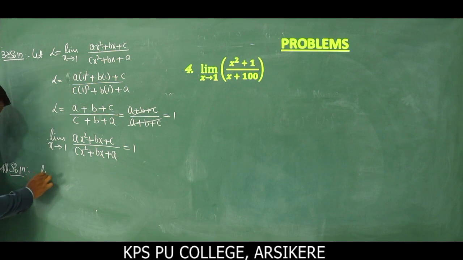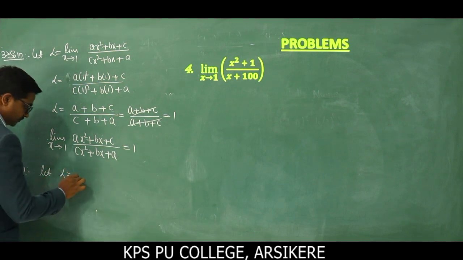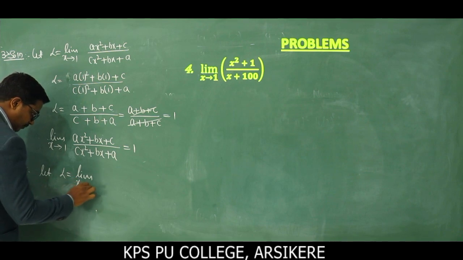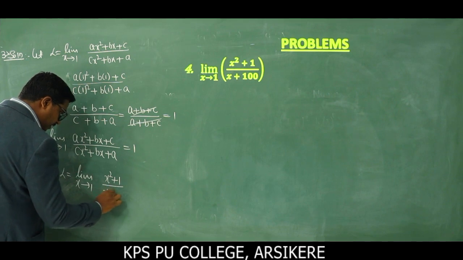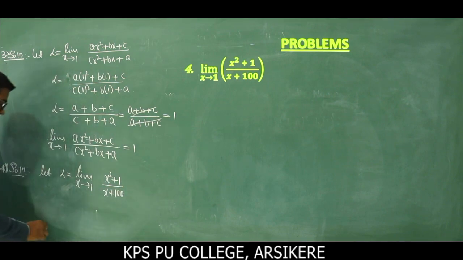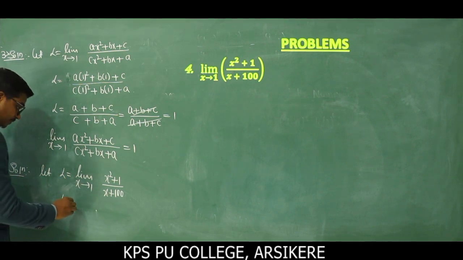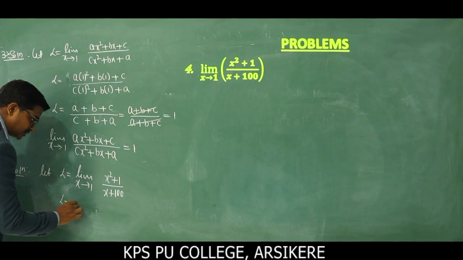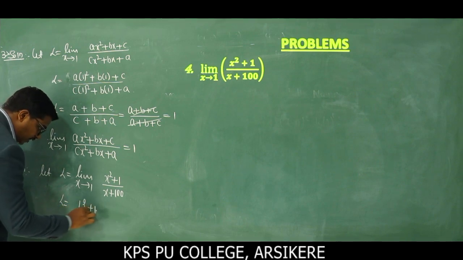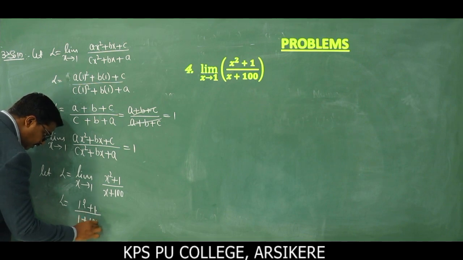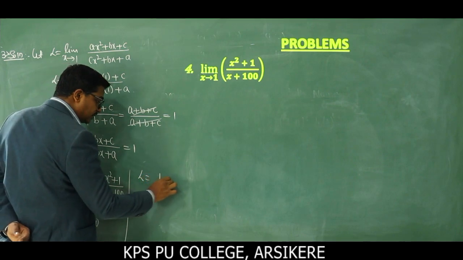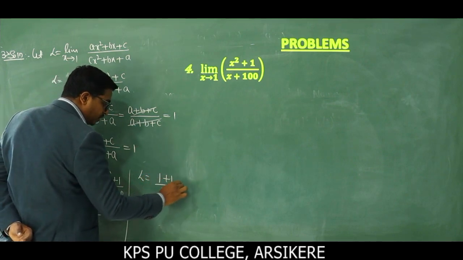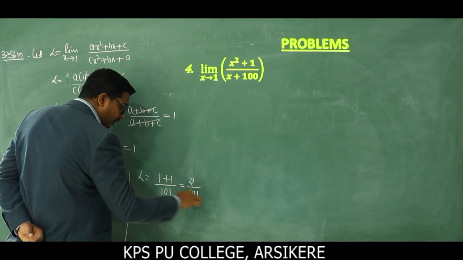Let L be equal to the limit as x approaches 1 of (x squared plus 1) divided by (x plus 100). So we replace x with 1. So 1 squared plus 1 divided by 1 plus 100. Therefore L is equal to 1 squared is 1, plus 1, divided by 101. This is nothing but 2 divided by 101.